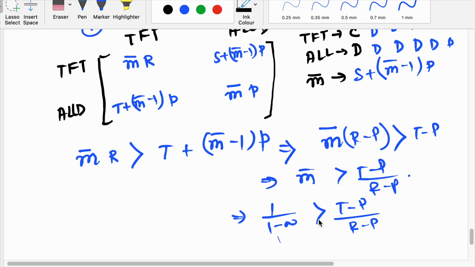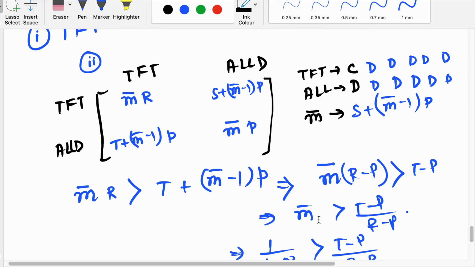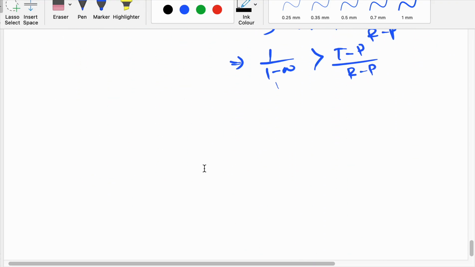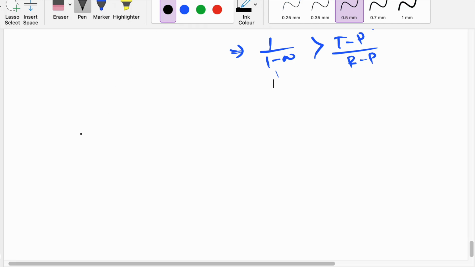Now that's how TFT actually wins the battle against the All-D. Now here the problem that was faced by the Grim is not present, in that the TFT could forgive one defection of the opponent. How? If it starts with cooperation, after some point of time maybe the opponent thinks I just want to see what defection will give me, and after that he finds that it is very bad to defect, and he starts to cooperate.